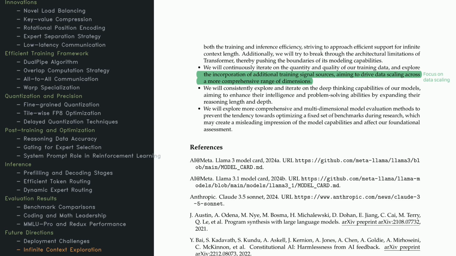And that wraps up our look into DeepSeek V3. With its ambitious plans for near-infinite contexts, more efficient training, and deeper reasoning, it's clear the journey is far from over. The research team has laid out a roadmap for pushing AI boundaries even further, so stay tuned to see where DeepSeek V3 goes next.